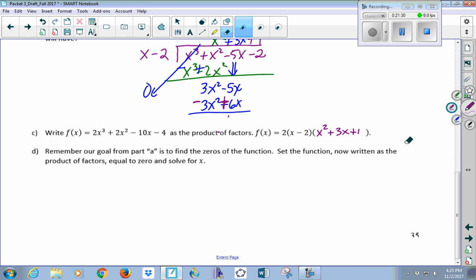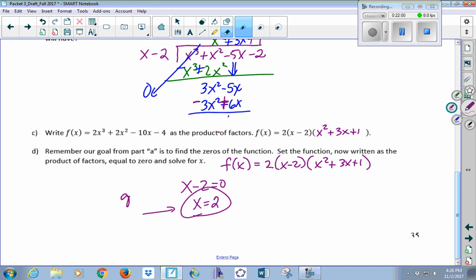All right, so remember our original goal was to find all the zeros of the function. So we're going to set the function, now written as a product of factors, equal to 0 and solve for x. So here's my function. 2 is never going to equal 0, so I don't have to worry about that. And I set each factor equal to 0. X minus 2 is 0. Then I get a 0 at 2. But we already knew that from the graph, right? We got this 0 from the graph.